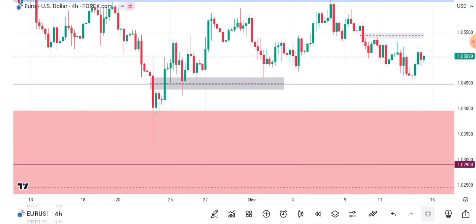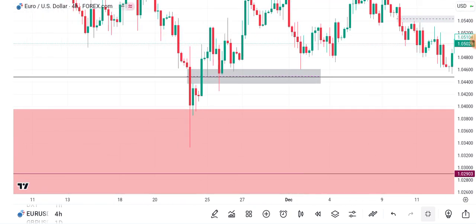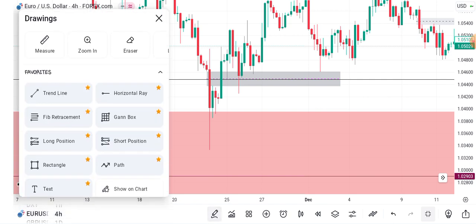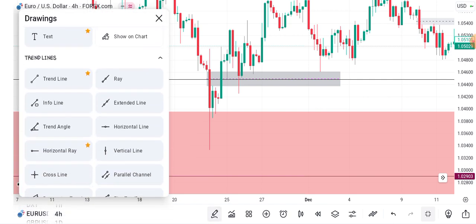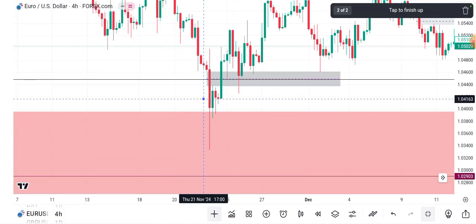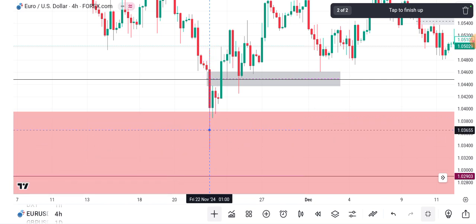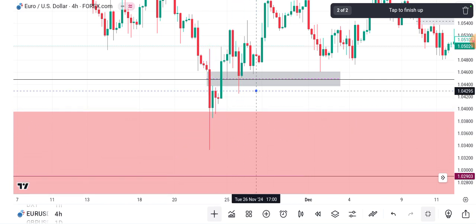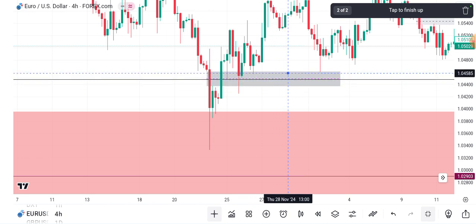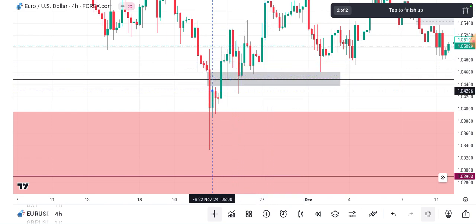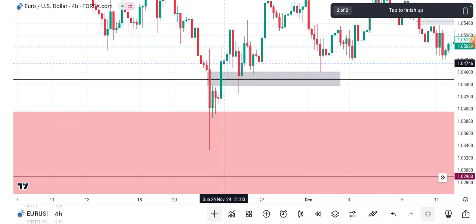Now look at this. Just look at this. After price had entered into the monthly fair value gap, look at it. It entered the long week. This fair value gap here, look at it, is a 4-hour fair value gap. Market came, price came, invalidated it.